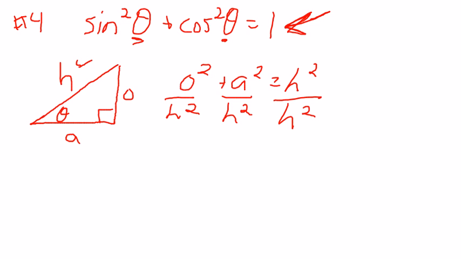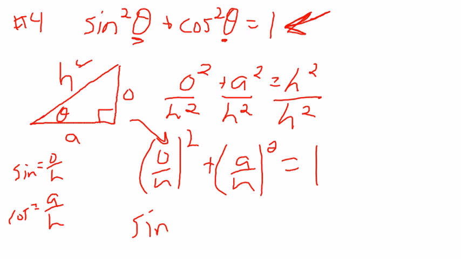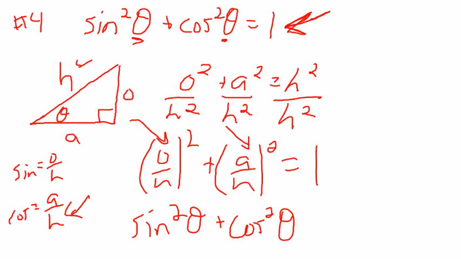That can then be simplified to O over H squared plus A over H squared equals, well, H squared over H squared is just 1. Notice sine is O over H. Cosine of theta is equal to A over H. So here I have sine, and it's squared. So I get sine squared theta. Here I have cosine, A over H, and it's squared. So that gives me cosine squared theta, and it's equal to 1.